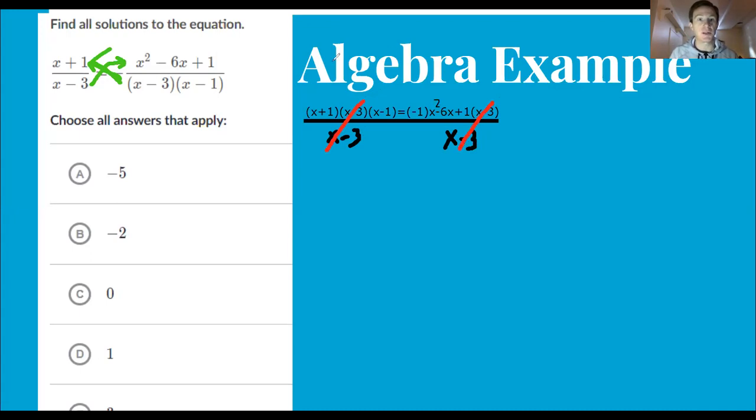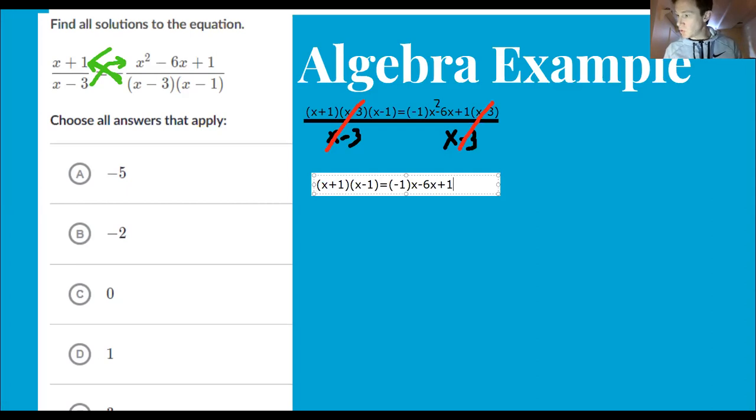So my next line would look like x plus 1 times x minus 1 equals, I still got that negative 1. So I'm going to put that in here, I guess. And then x minus 6x plus 1. Okay, I don't want that. So don't forget a little square there.